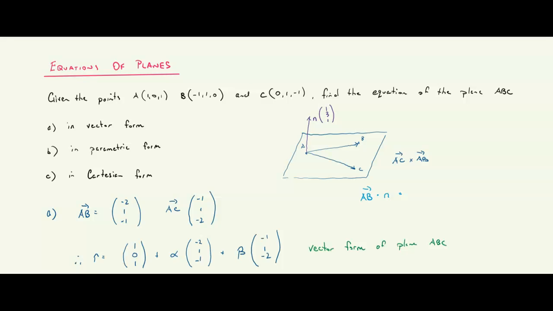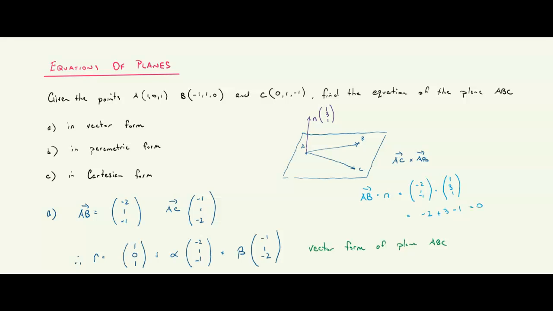So my AB vector, I've just taken AB, is -2, 1, -1. I dot that with my 1, 3, 1, which is my normal vector, and I should get 0. Negative 2 times 1 plus 3 minus 1, and that gets me 0. Of course I got 0.